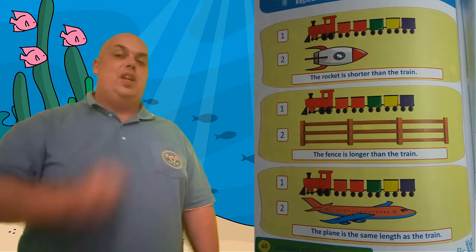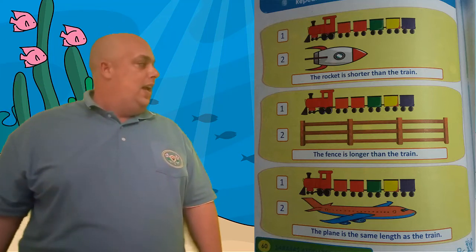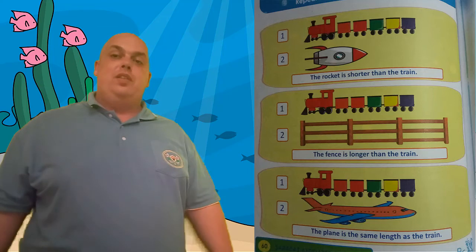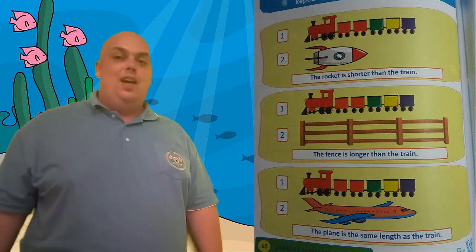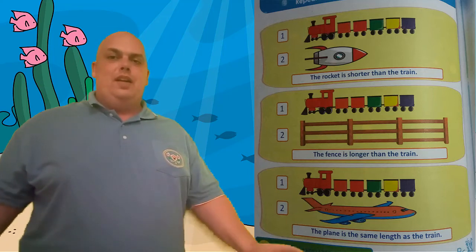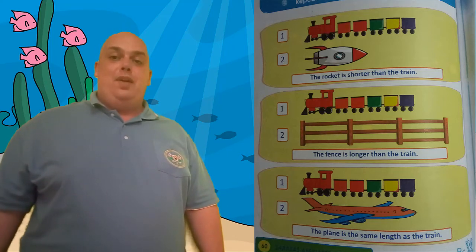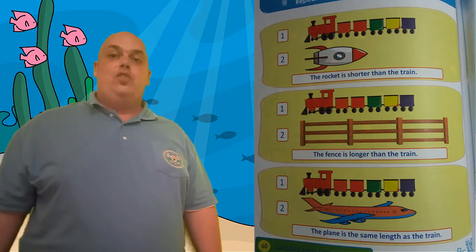Okay, time for the last one. The airplane and the train. Which one is longer? No, they're both the same, aren't they? The train and the airplane are the same. Now this sentence is a little bit longer. The airplane is the same length as the train. Ooh, that's a long sentence.